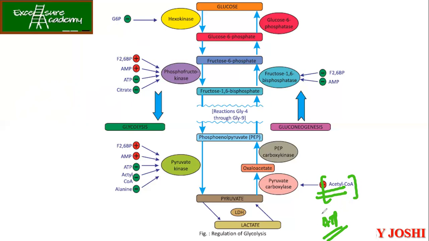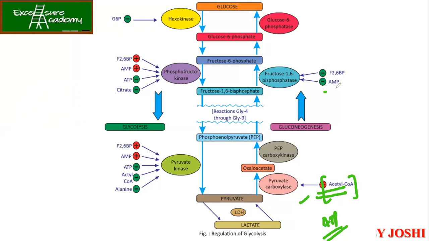So now we do not need to break down more glucose by glycolysis. So I have enough energy. So what I can do is now convert the excess acetyl-CoA back to glucose synthesis. Right? So that's why it has a positive effect on pyruvate carboxylase.